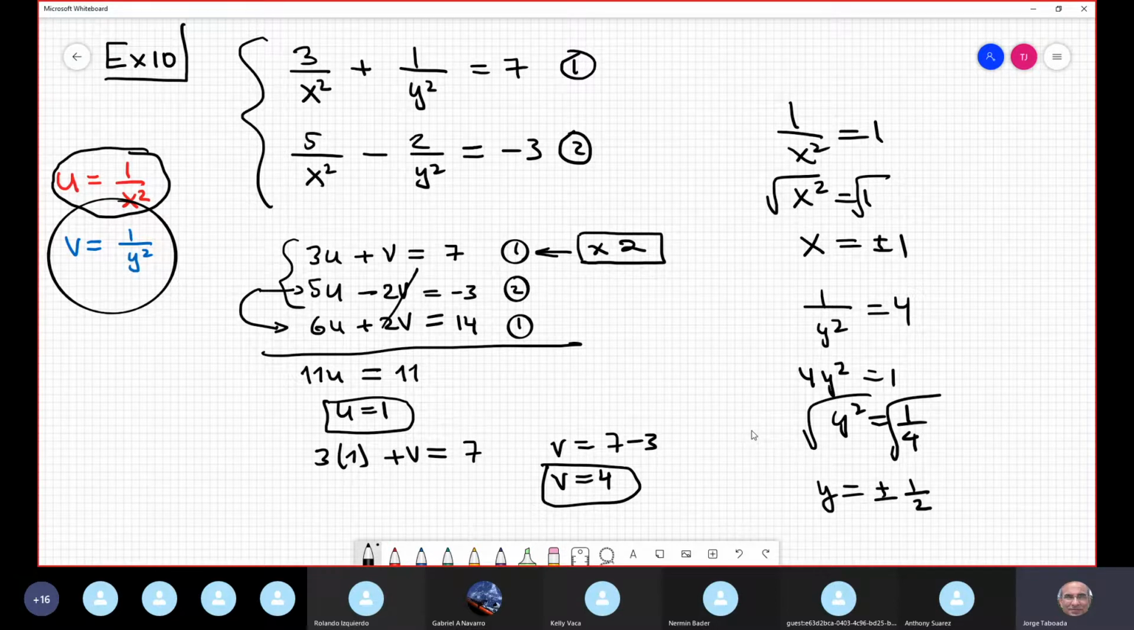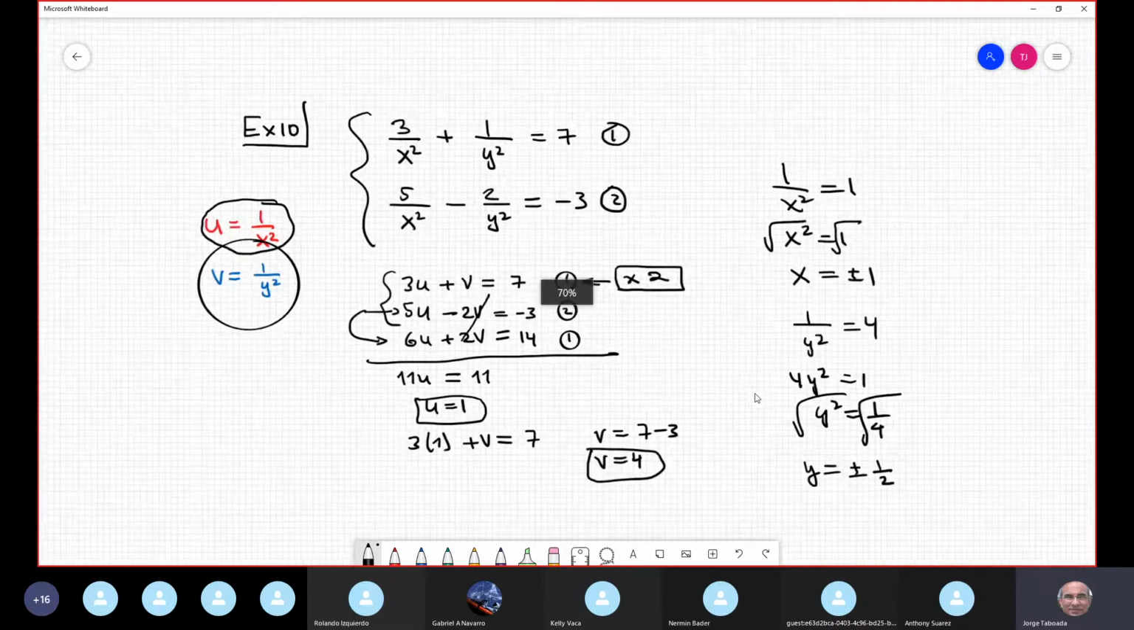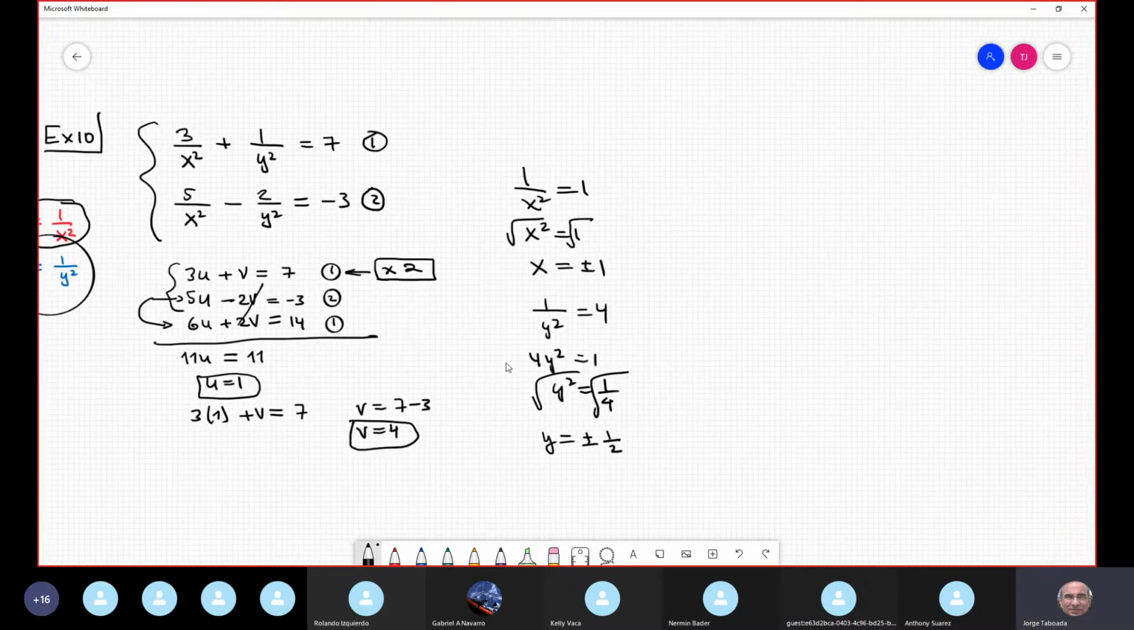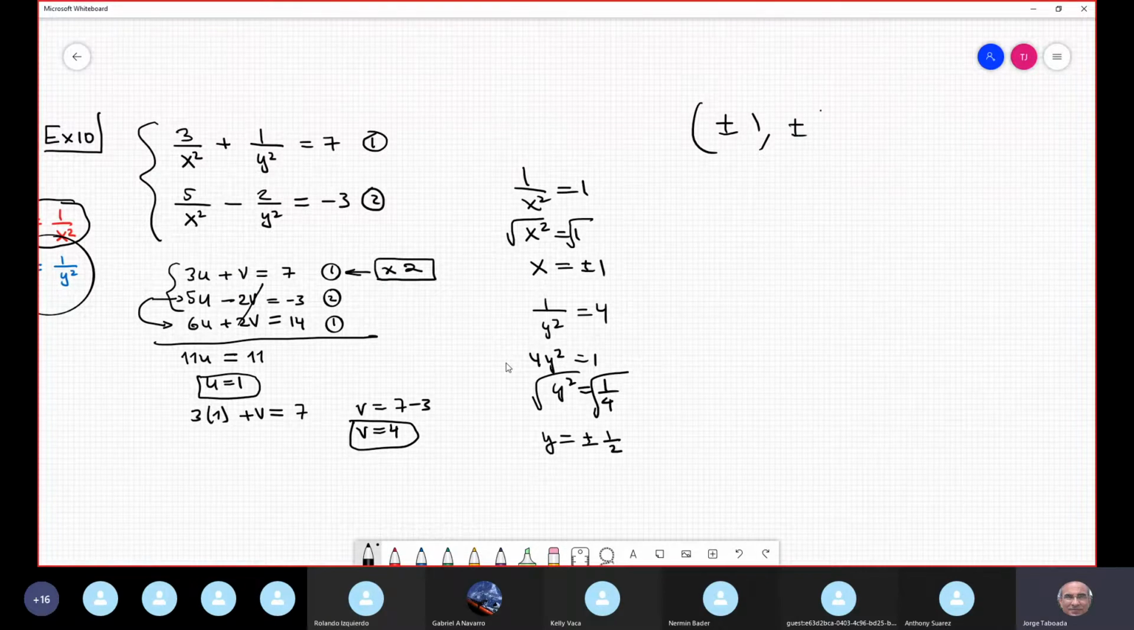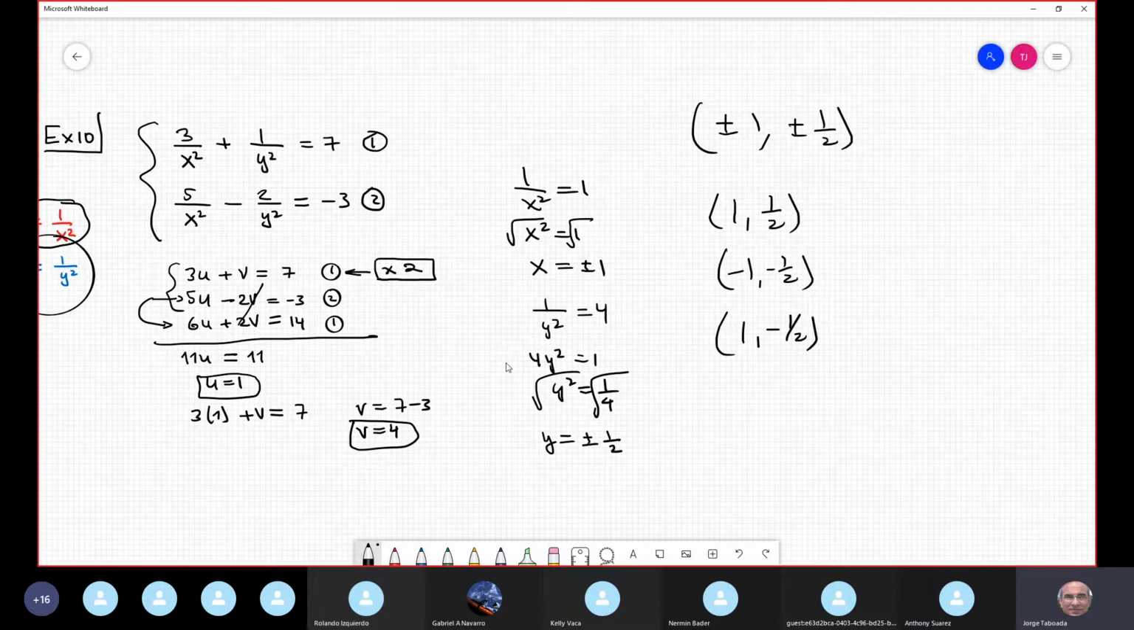Okay, so we have 4 combinations. We have 4 points. The points are plus or minus 1, comma, plus or minus 1/2. Actually, it is 1, comma 1/2, considering both positive. Negative 1, comma negative 1/2, considering both negative. And their combinations: 1, comma negative 1/2 and negative 1, comma positive 1/2. In total, we have 4 solutions.